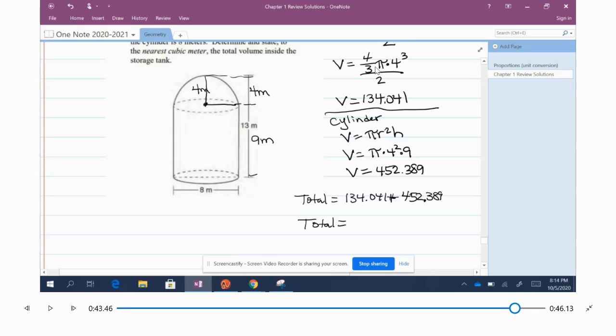Okay, so we'll add the cone, sorry, not the cone, the half sphere, hemisphere, to the cylinder, add those volumes together to get the total. There it is. And that's the end of page 8.